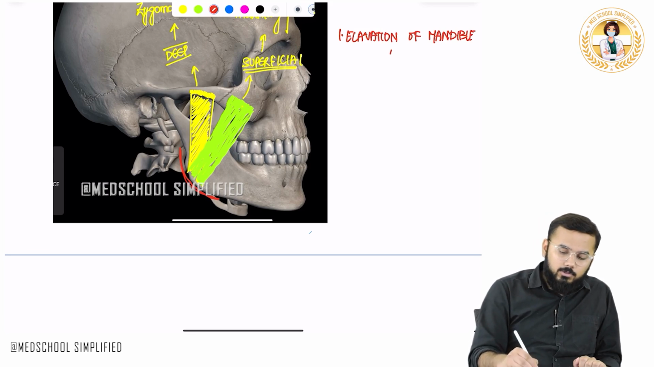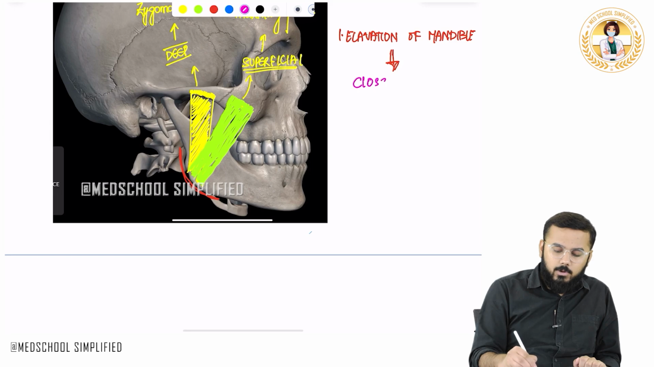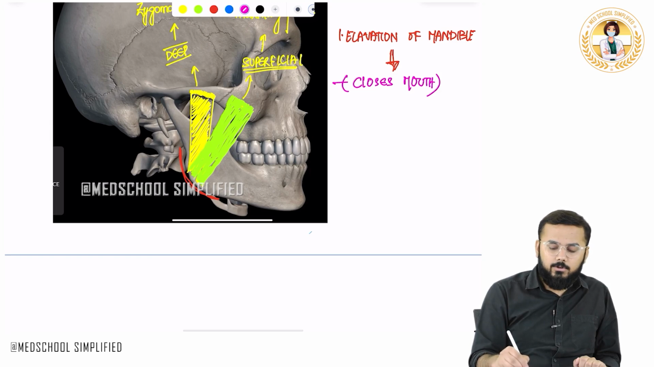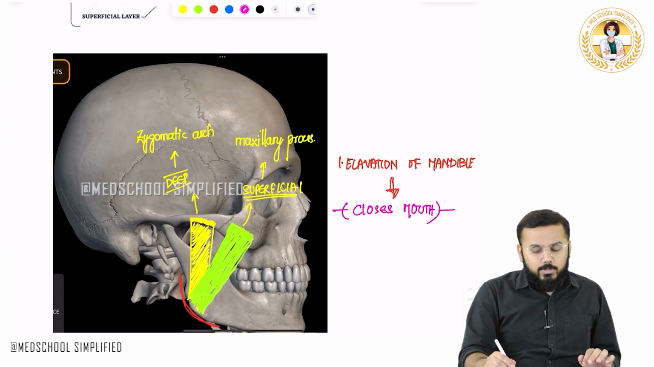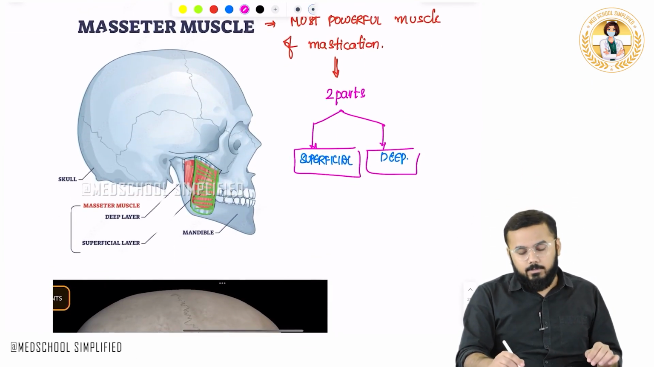Elevation of mandible. So because of this elevation of mandible, what is going to happen? Closes the mouth. Elevation of mandible, which would lead to closing the mouth. Okay. So this is the first important muscle, that is masseter muscle.